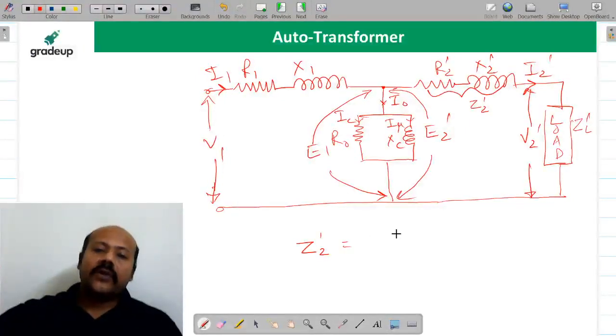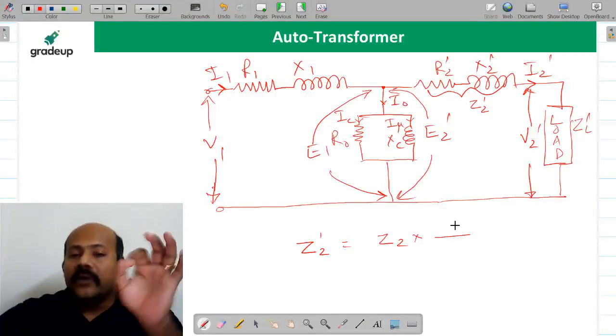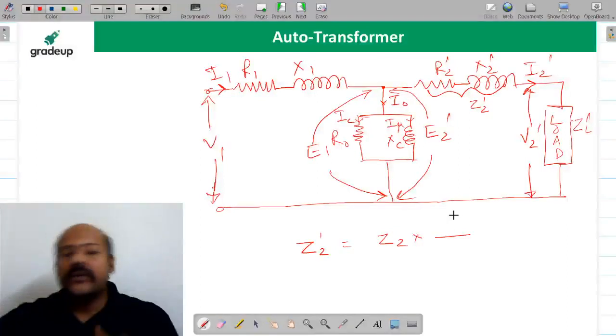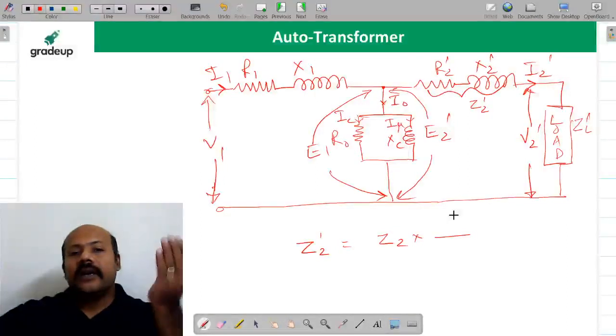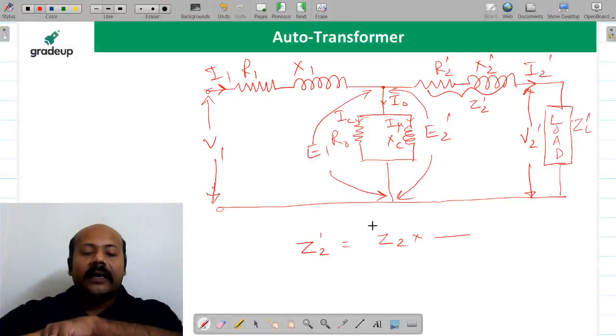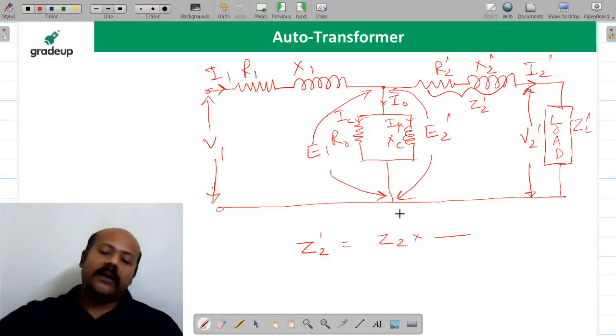Z2 dash is going to be Z2. Now I am going to tell you the logic that I used to use when I do the calculations, and I think it is going to be easy for you also if you remember this technique. Suppose you are referring secondary side to the primary side.